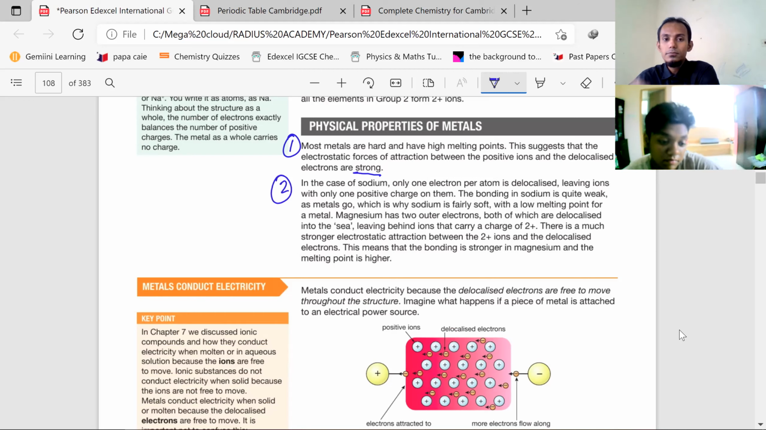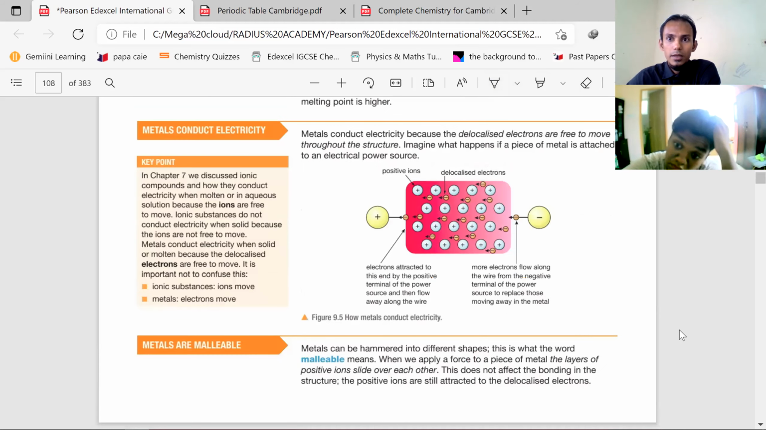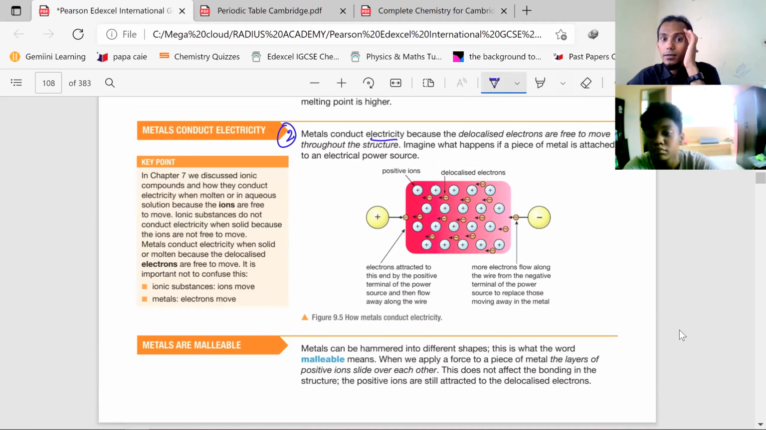Number two, in the case of sodium, I already discussed it. It's not number two. It's the explanation of number one. Okay, then number two is metals, they conduct electricity. Why? Because they have delocalized electrons which are free to move throughout the structure.